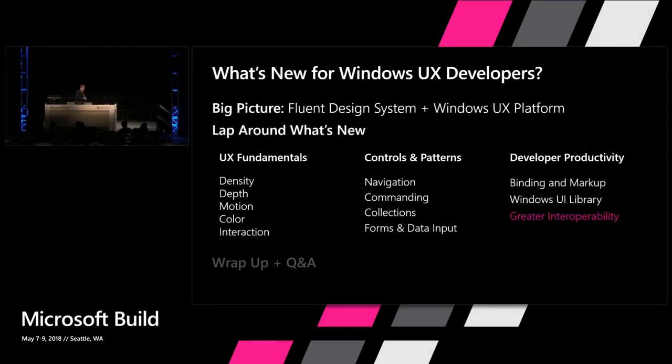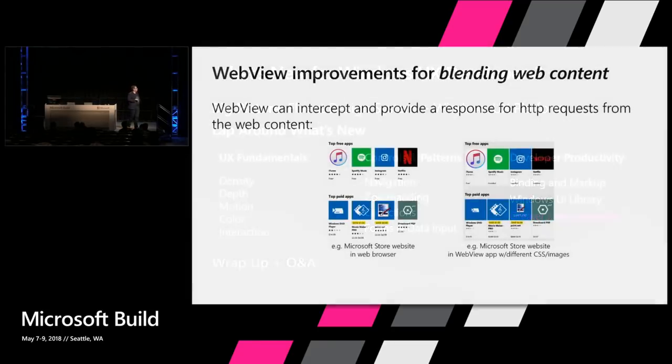And then finally, one of the things we've been working to invest in is a lot better interoperability between XAML and other technologies that you have to use, other languages, and so forth. There are a few investments we've been making there. One is a bunch of WebView improvements to help you blend web content. A lot of apps have to blend web content into their app, and sometimes you don't have total control over that content from the web server. So now there's a feature that allows you to intercept and provide a response to HTTP requests for the web content.